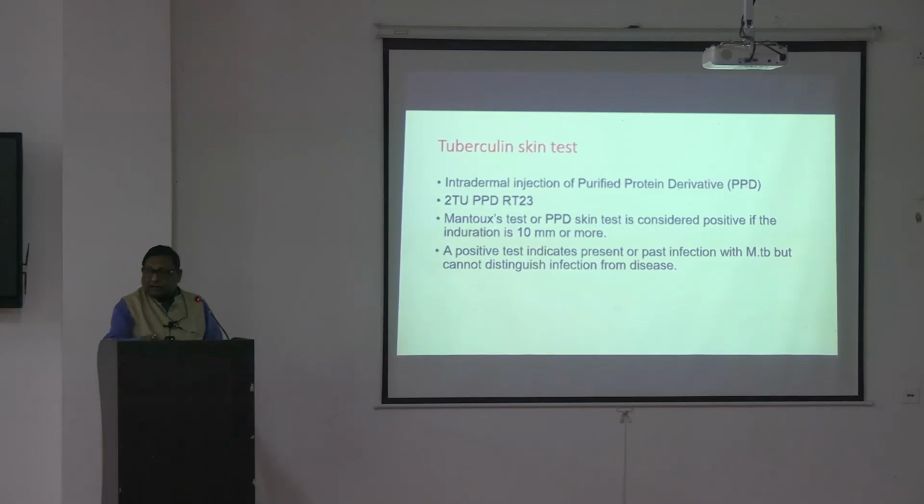Then the tuberculin test, an indirect test of infection. Nowadays we usually use 2 units of tuberculin PPD, RT23. We give it, then see the induration after 72 hours. Induration of more than 10 is positive. If positive, the baby has had some infection with TB or is having TB. Either of these two possibilities is there.